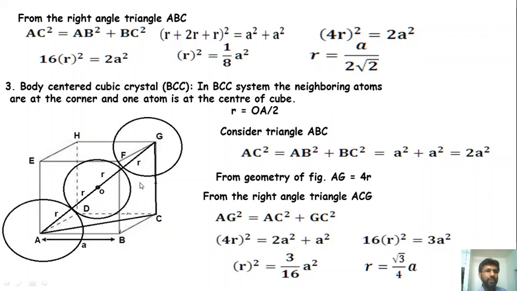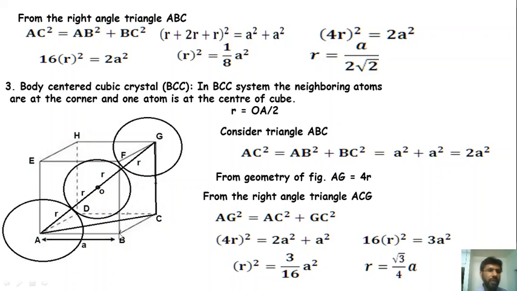Now, if we connect all these points, A to G, A to C, then from the geometry of this figure, we get R is equal to OA divided by 2. That means R is the atomic radius of atom A and R is the atomic radius of atom O. So here it is R plus R, that is equal to 2R. Therefore, R is equal to OA divided by 2.